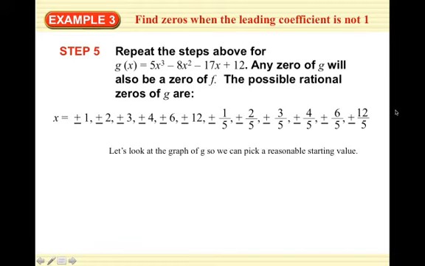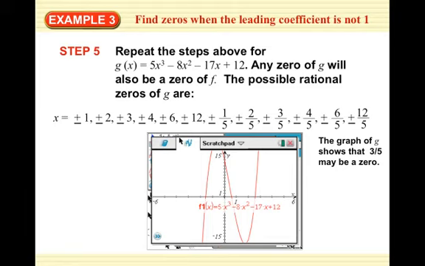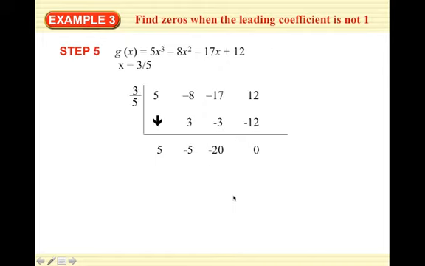Okay, so we're going to look at the graph of g so we can pick a reasonable starting value. So here is g, which in your calculator will still be f1 of x. You just put it in there, and you look, okay? And we've got several values we could pick. I'm going to go with this one right here. 3/5, that was on the other one. It's on this one. I think that might be a good value. So I'm going to start with that one.